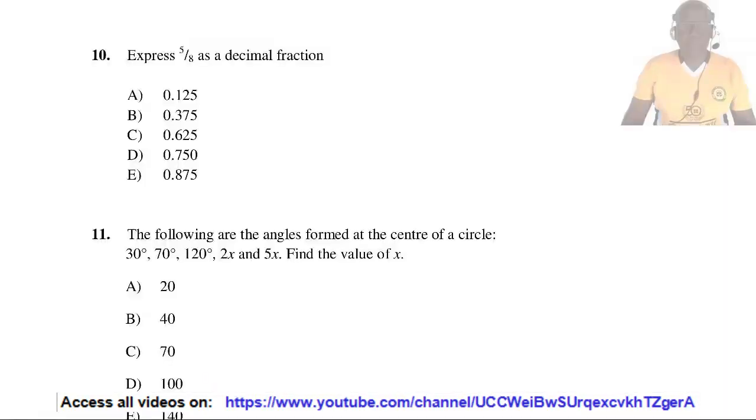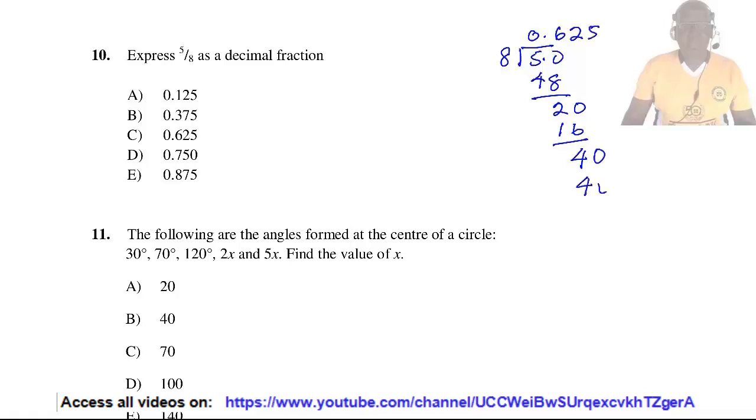Question 10. Express 5/8 as a decimal fraction. We shall use the long division method. That's 8 into 5.0. 6 times 8 is 48. From 50 we shall get 2. 0. 2 times 8 is 16. The difference is 4. 0. 5 times 8 is 40. So the answer is 0.625, which is C.